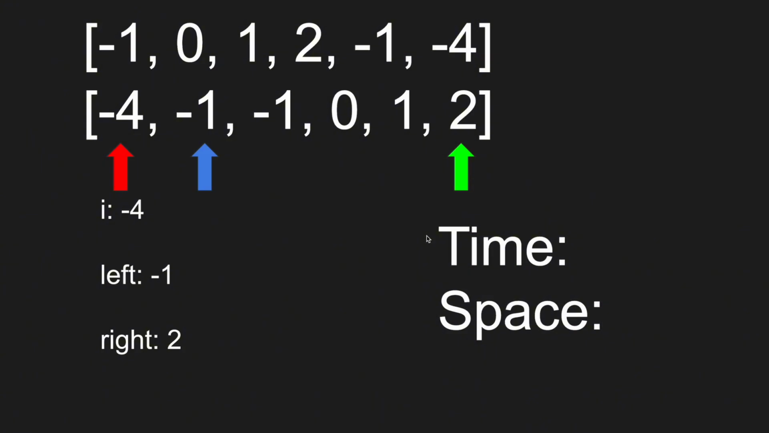And if the sum is equal to 0, then we will shift both the left pointer and the right pointer. And we continue that algorithm until these 2 pointers meet, and then we can shift the red pointer. And then we will keep shifting the red pointer until it gets to the end. So let's just go over this example.